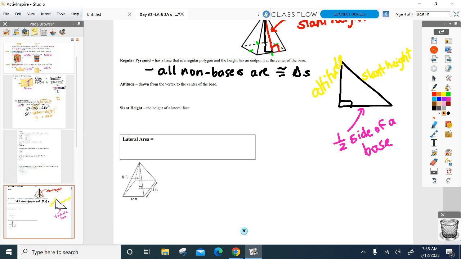Lateral area. What did you learn yesterday about lateral area? I don't have a formula for you. Everything but the base. Ready? Take off the base, what's left of a pyramid? A whole bunch of what? Triangles. Everyone know the formula for a triangle? Darn right. Ready? 1/2 BH. And then we're going to multiply that by the number of triangles.